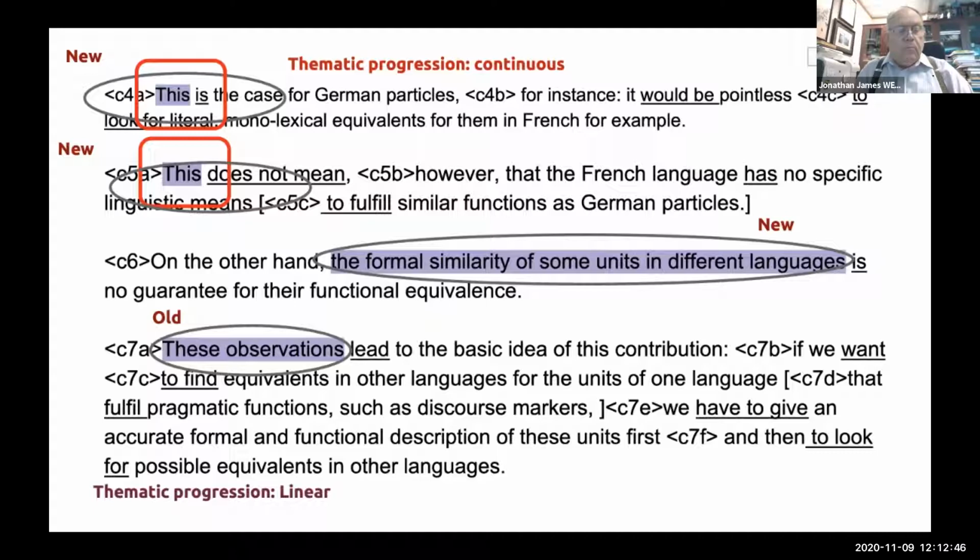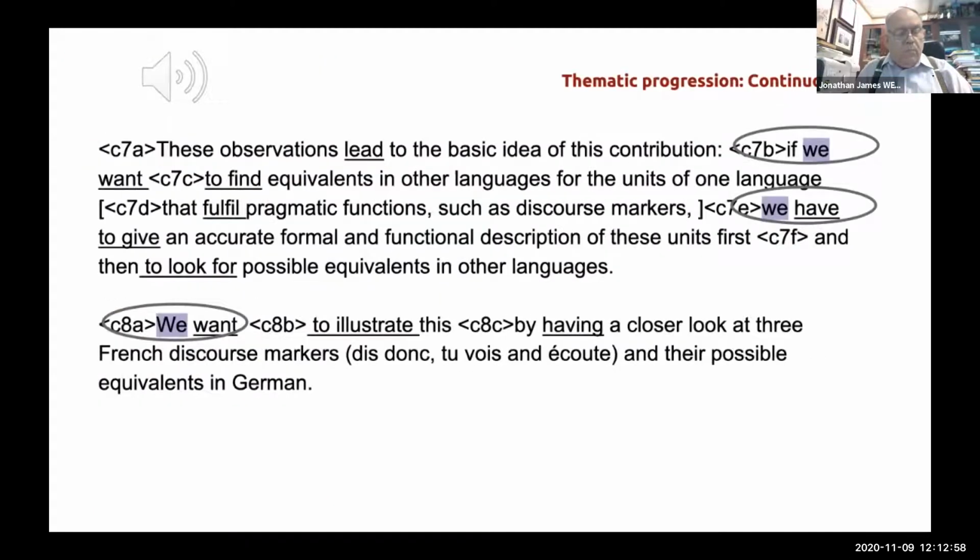Clause 4 and clause 5 are in continuous thematic progression. The demonstrative pronoun this is continuously used. Lastly, clause 7 and clause 8 are in continuous thematic progression. The pronoun we is continuously used as theme.